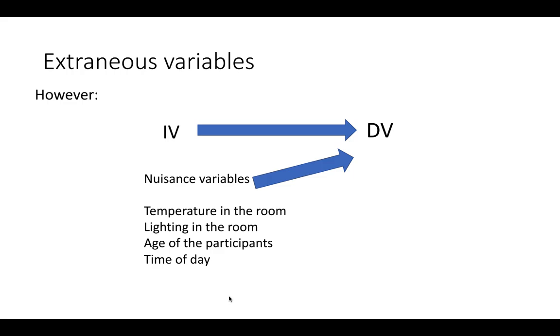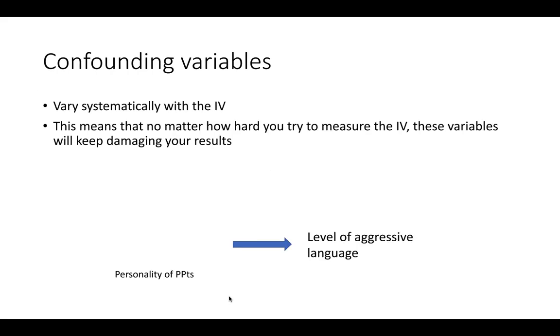And what I mean by get in the way is that you then do not know whether it's the IV or one of these other variables which is causing the change in the DV. Now, the worst kind of extraneous variable is a confounding variable. Confounding means confusing. So to confound somebody is to confuse somebody. A confounding variable varies systematically with the IV. Now, that might not mean very much to you.